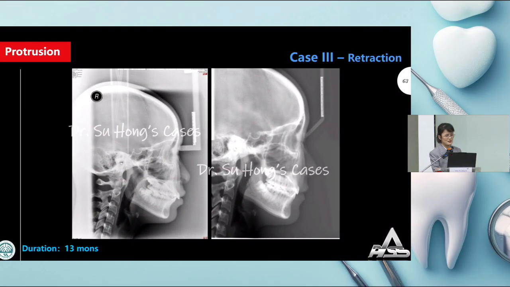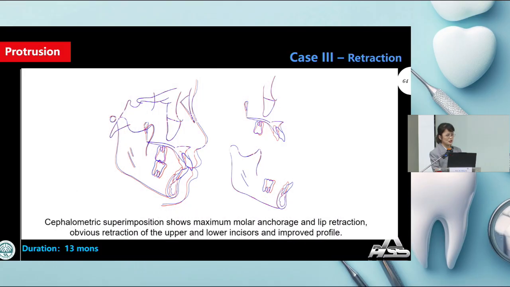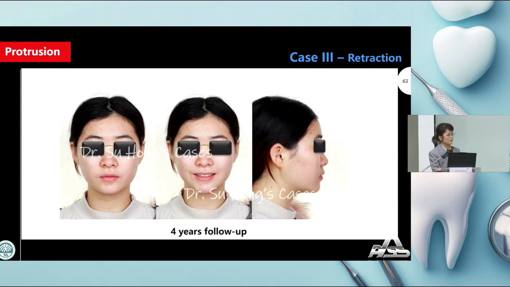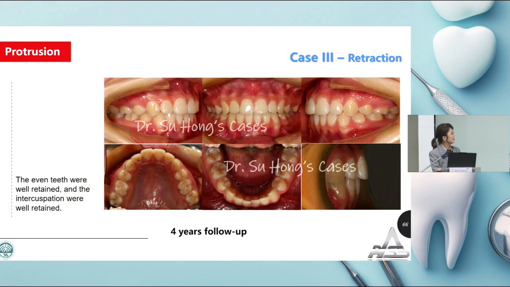Here, a superimposition shows maximum molar anchorage and lip retraction, obvious retraction of the upper and lower incisors, and improved profiles. After 4 years, she came to our hospital for follow-up. The teeth were well retained, and the intercuspation was well retained.